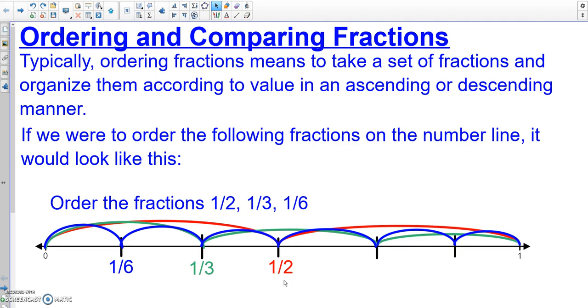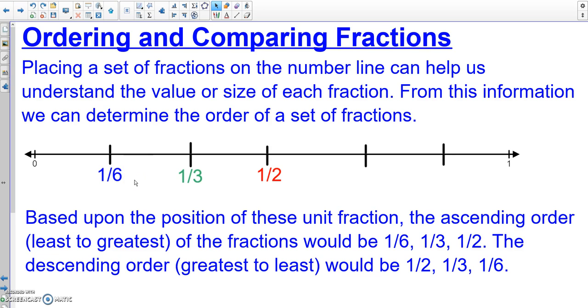Typically, ordering fractions means to take a set of fractions and organize them according to value, either in an ascending or a descending manner. If we were to order the following fractions on the number line, it would look like this. So if we had to order 1/2, 1/3, and 1/6, we could partition our number line into the unit fractions. And we would see that 1/6 ends up here, 1/3 ends up here, and 1/2 ends up here.